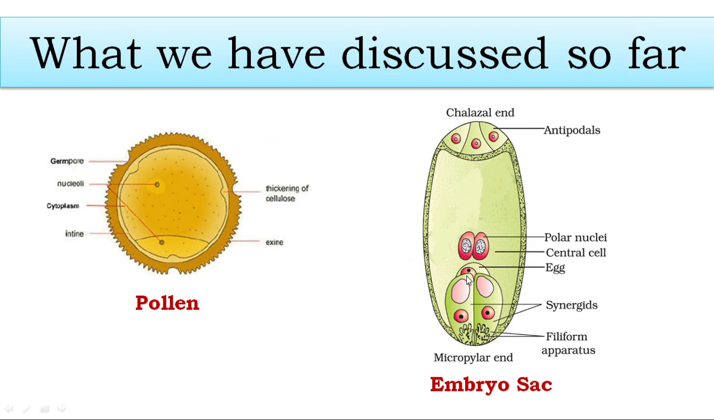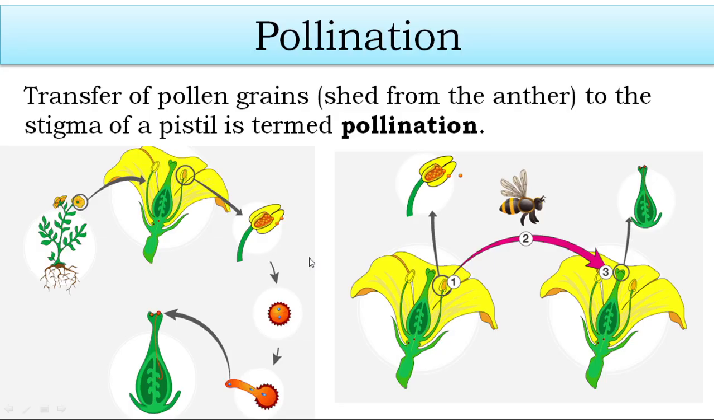Now if you look at the structure of pollen grains and embryo sac, they are both non-motile. They cannot move on their own. And for fertilization to happen, the male gamete and the female gamete need to come close to each other. Right? Now how will that happen, since both of them are non-motile structures? How will the male gamete and female gamete come together for fertilization? That happens by a process known as pollination.